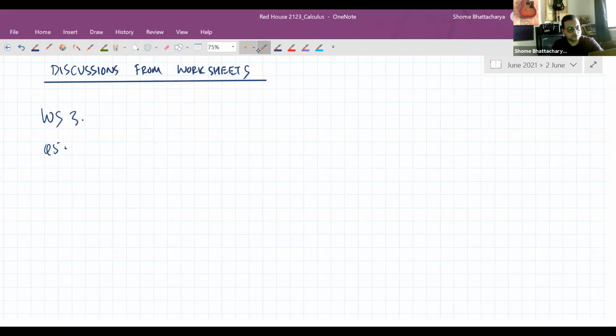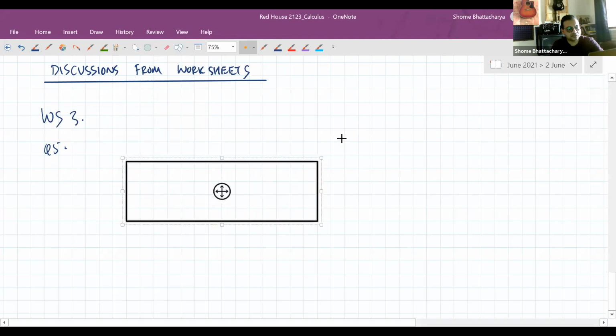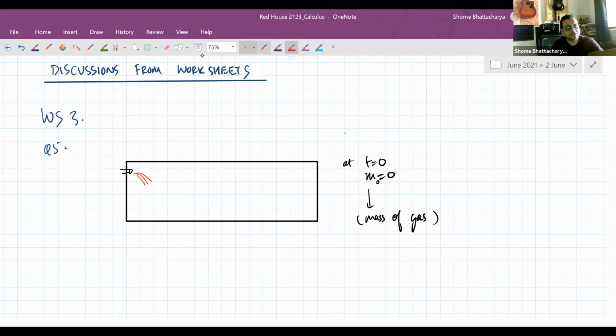So let's visualize this like this, that suppose we have some kind of a tank like this. Now initially at t equal to 0 time, the mass of gas in the tank is 0. So to denote that it is initial, we can even, for example, write this as m0. But there is an inlet through which gas is coming in. And also somewhere, let's say there is a small leakage. Gas is also leaking out.